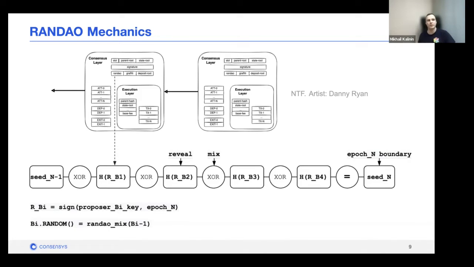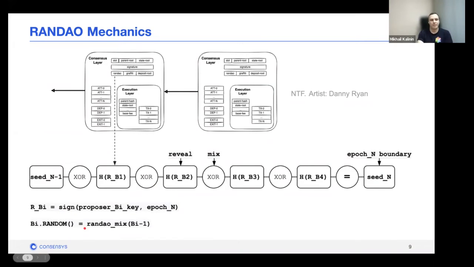The chain of these reveals is then used to produce the randomness output. Basically, each reveal is hashed, and then all the hashed reveals are XORed, and the product of this chain of XORs is called the RANDAO mix, and this is what is actually returned by the random opcode after the merge.